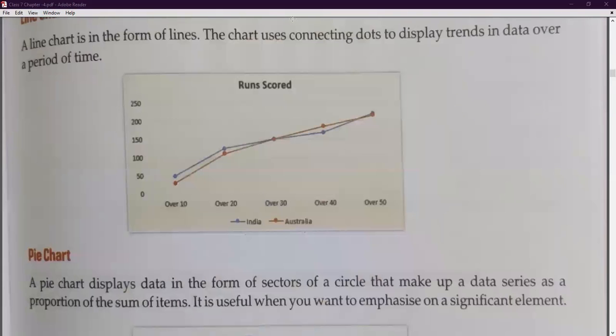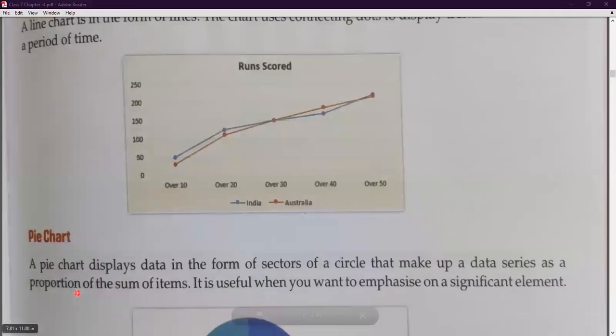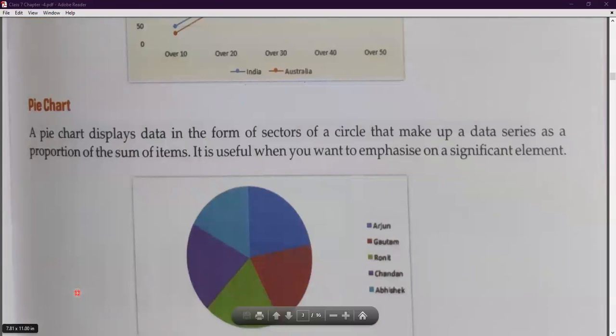As I have mentioned, the pie chart. You can correlate a pie chart with your pizza, with your roti and chapatis also. A pie chart displays data in the form of sectors of a circle that make up a data series as a proportion of the sum of items. That means we are going to fractionize, segmentize our data. We will create segments of our data in the form of slices. It is useful when we want to emphasize a significant element. Significant element means we are going to work on a particular element, then we can use a pie chart.